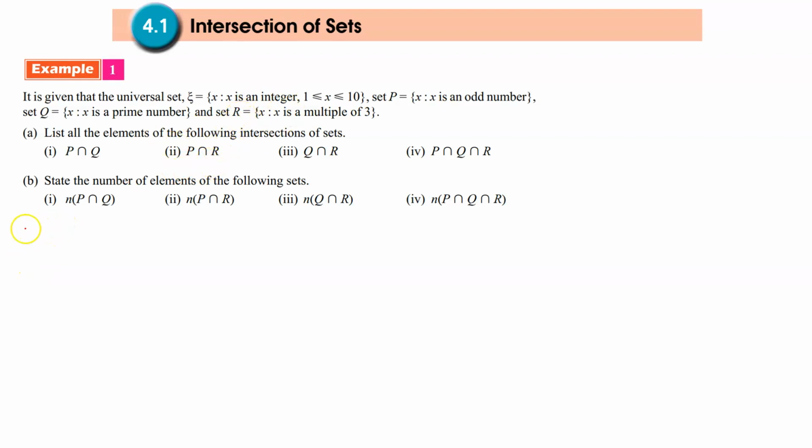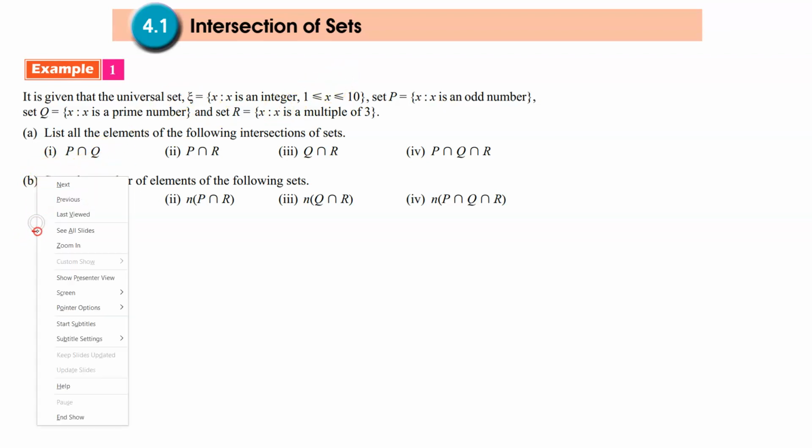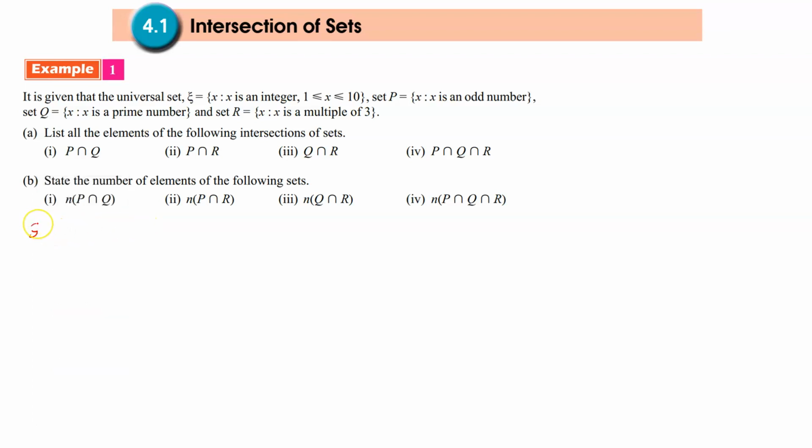Okay, by listing, for part A, with the answer, first for the universal set. We use flower brackets. This is how I write it, you have learned it before. 1 until 10. So, we have 1, 2, 3, 4, 5, 6, 7, 8, 9 and 10. Don't use 'and' here. Each and every element we separate with a comma.